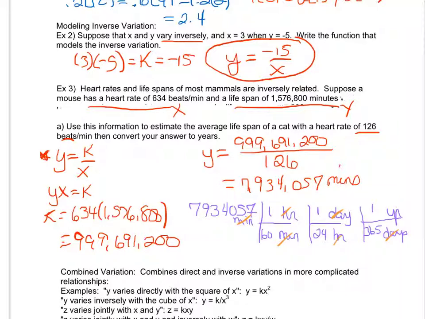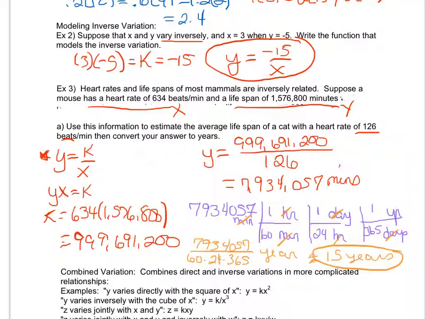And I will get 7,934,057 divided by 60 times 24 times 365. And everything but years canceled, so my answer will be years. And I put that into my calculator, and it is approximately 15 years.